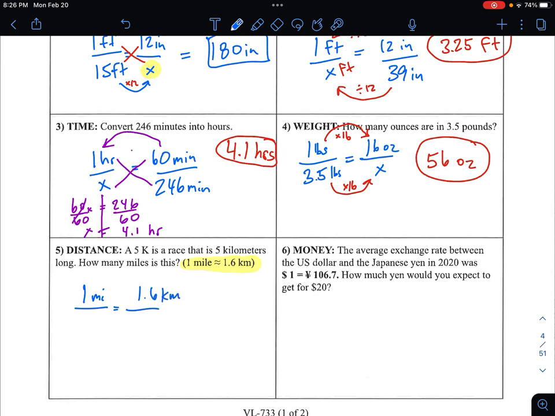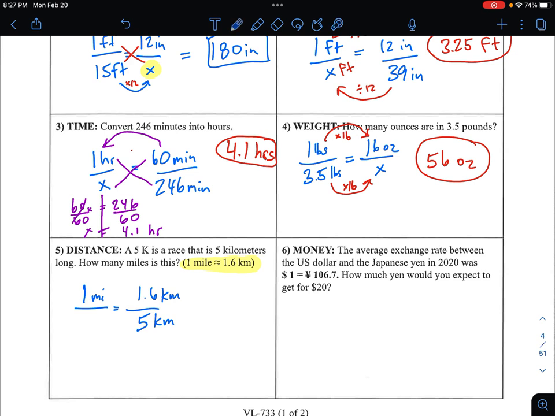And it says this is 5K. How many miles is a 5K? Well, it tells me 5 kilometers, so I should write 5 kilometers. And the thing I don't know is this part. So you may be wondering, again, wait, how do I know where the 5 km goes? Well, I put kilometers on this side of my proportion, so it should stay on this side with the other kilometers. You don't want them to be diagonal from each other. You want them to be kind of on the same side.